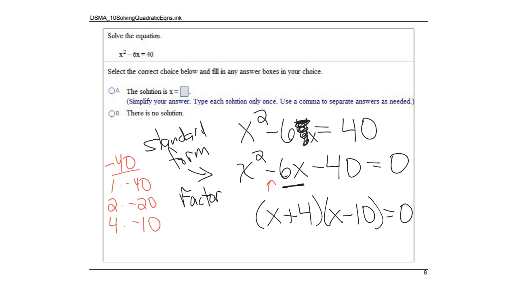All right, but I'm not done. I factored. This is why we practice factoring. I factored, but now I need to set each of these equal to 0 and get my solutions. So I have negative 4 and positive 10. All right, that's it for part 1. Let's move on to part 2.